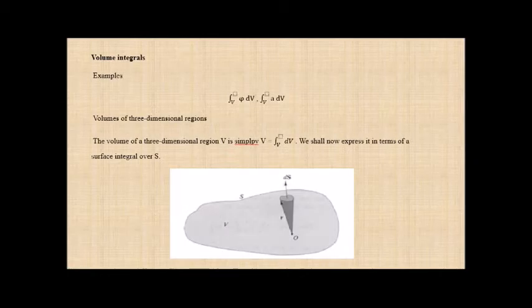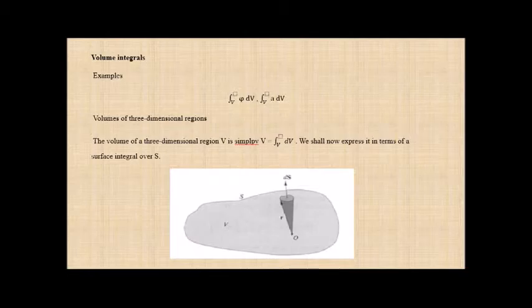Now we move on to the volume integral. The volume of a three-dimensional region V is simply V equals the volume integral of dV. We shall now express it in terms of a surface integral over S. In the figure shown above, a general volume V containing the origin is bounded by the closed surface S. Let us suppose that the origin O is contained within V. Then the volume of the small shaded cone is dV equals 1 over 3 R dot ds. The total volume of the region is then given by volume equals 1 over 3 times the surface integral of R dot ds.